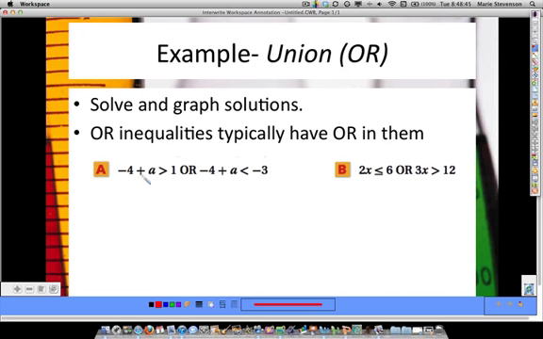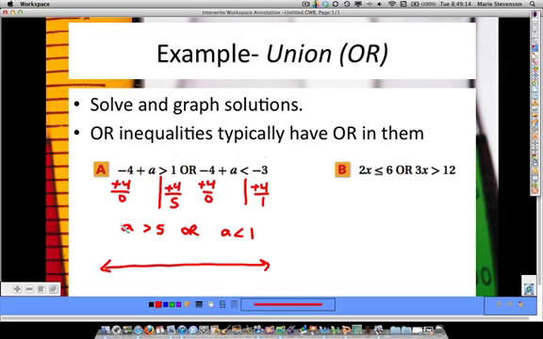Okay, so basically we have this inequality and this inequality. I'm just going to solve this exactly like I would any other problem. So I get A greater than 5 or A less than 1. That's my answer.